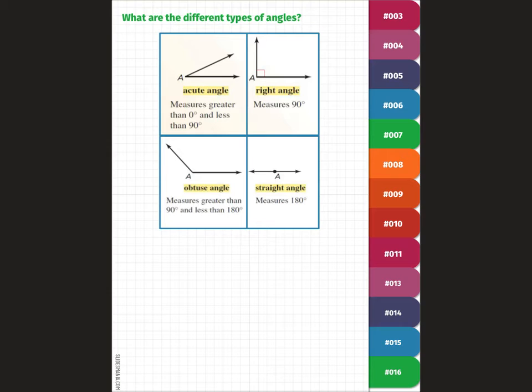Please make sure that you note that a right angle is 90 degrees exactly. It is not 90.1 or 90.2 or 90.0000001. It is 90 degrees. And so then anything less would be acute. Anything greater would be obtuse, up to 180. And then 180 degrees would be a straight angle or a straight line.